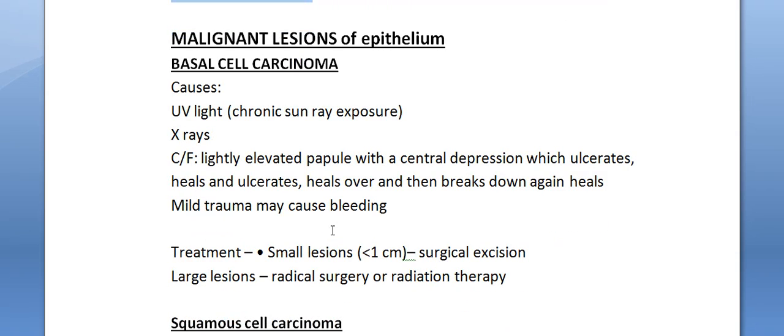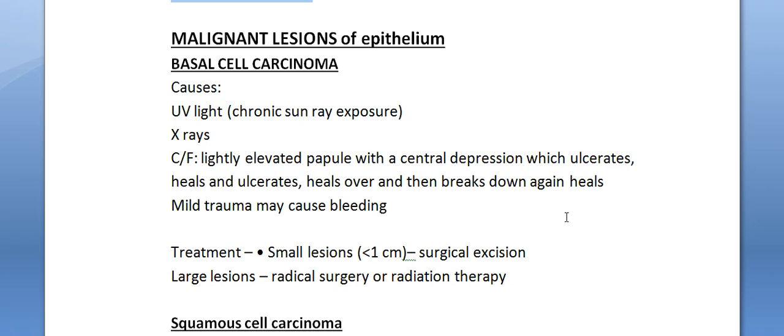Moving on to the malignant lesions of the epithelium, with which the patient more often than not presents to the hospital. The first tumor among these is basal cell carcinoma. As the name suggests, in stratified squamous epithelium we have something called the stratum basale, the basalmost cells, columnar cells. It arises from that. That's why it's called basal cell carcinoma.